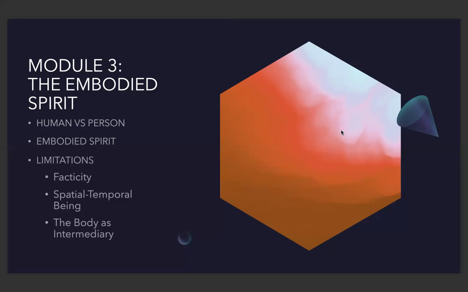Spatial temporal being, on the other hand, is about our limitation as to when and where we can appear at a given time. So we cannot be everywhere all at once. We cannot be omnipotent. We cannot be present in various scenarios in the same universe. So the point here is our bodies limit us from being able to be present physically in several places. And so we have to decide on things based on that limit.